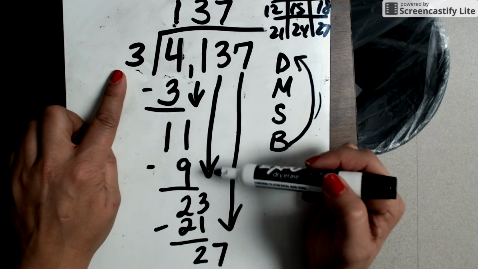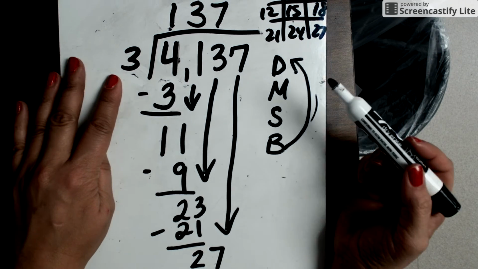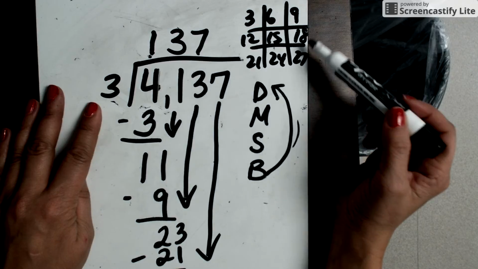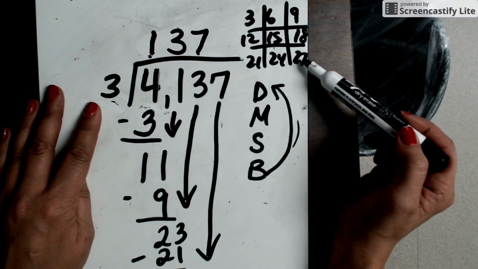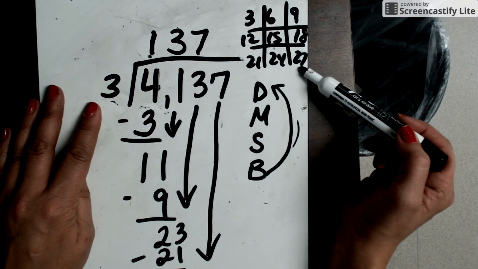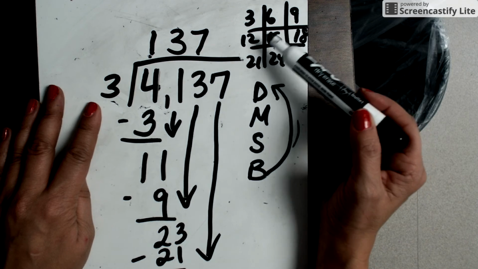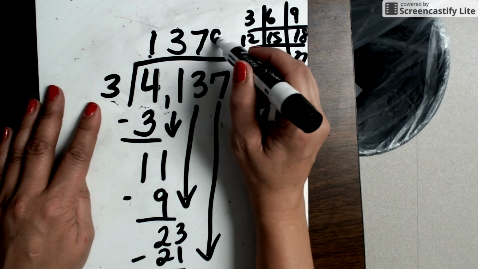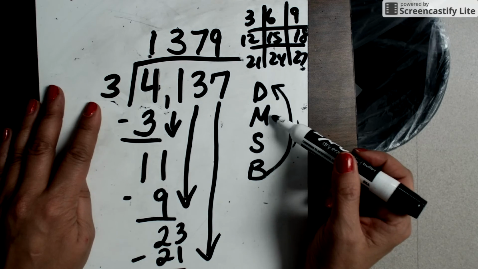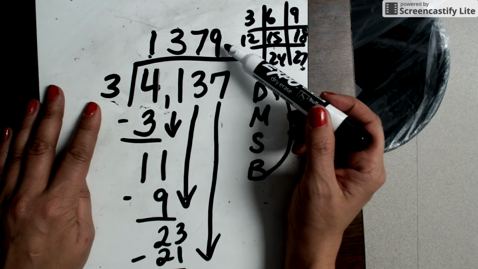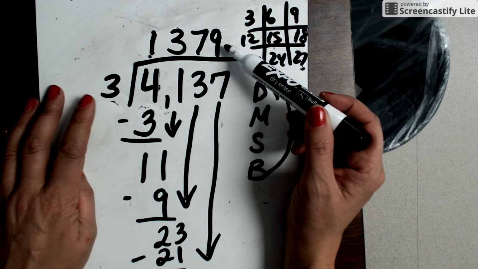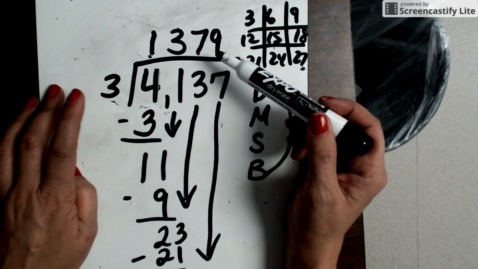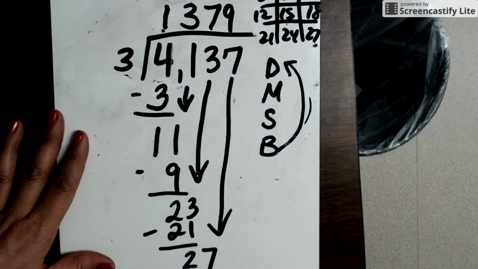We need to find out how many times 3 can go into 27. When I look at my multiples of 3, I notice that we can land exactly on 27 right here. And that takes 1, 2, 3, 4, 5, 6, 7, 8, 9 times. So I write a 9 here. So I just divided. Now I need to multiply. The last digit I wrote down in my quotient is a 9, so I multiply that with the divisor. 9 times 3, and that's 27.